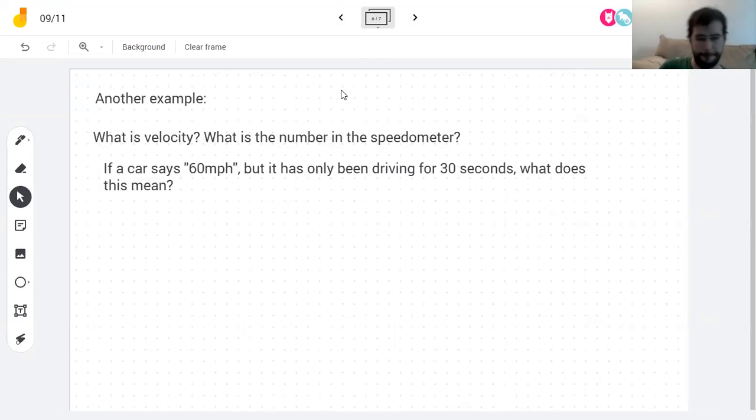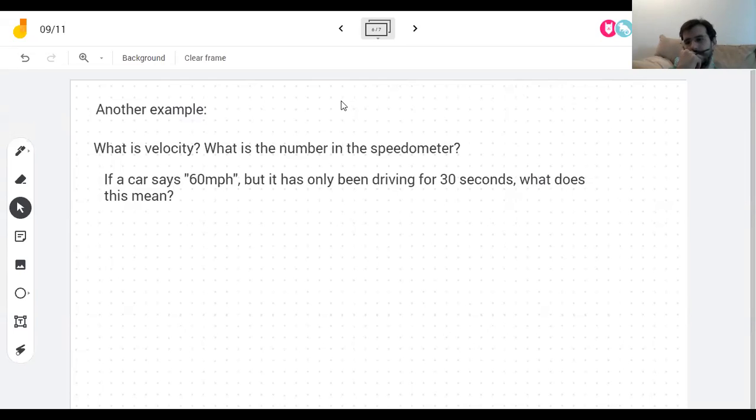So again, I think this is something that you intuitively know. It's the meaning of it. But can you explain that to me? It is your speed at that moment in time. Right, exactly. And what does that mean? How can you have speed at a moment?